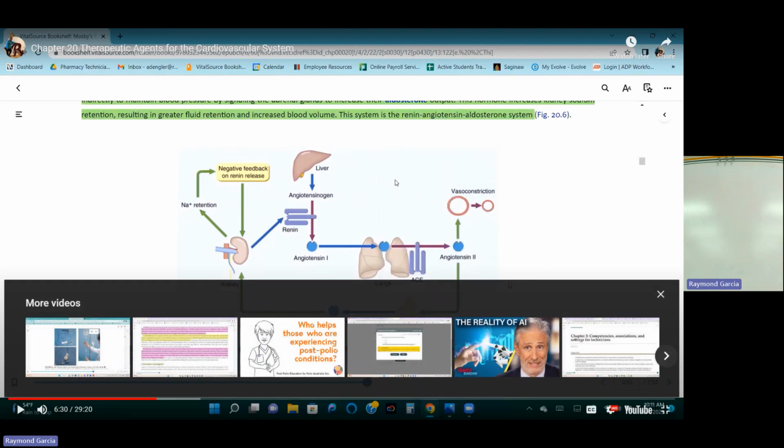So anytime you hear about the renin-angiotensin aldosterone system, think about the kidneys filtering the body out. This is why people begin to get on dialysis, because their kidneys are starting to not function as they should.